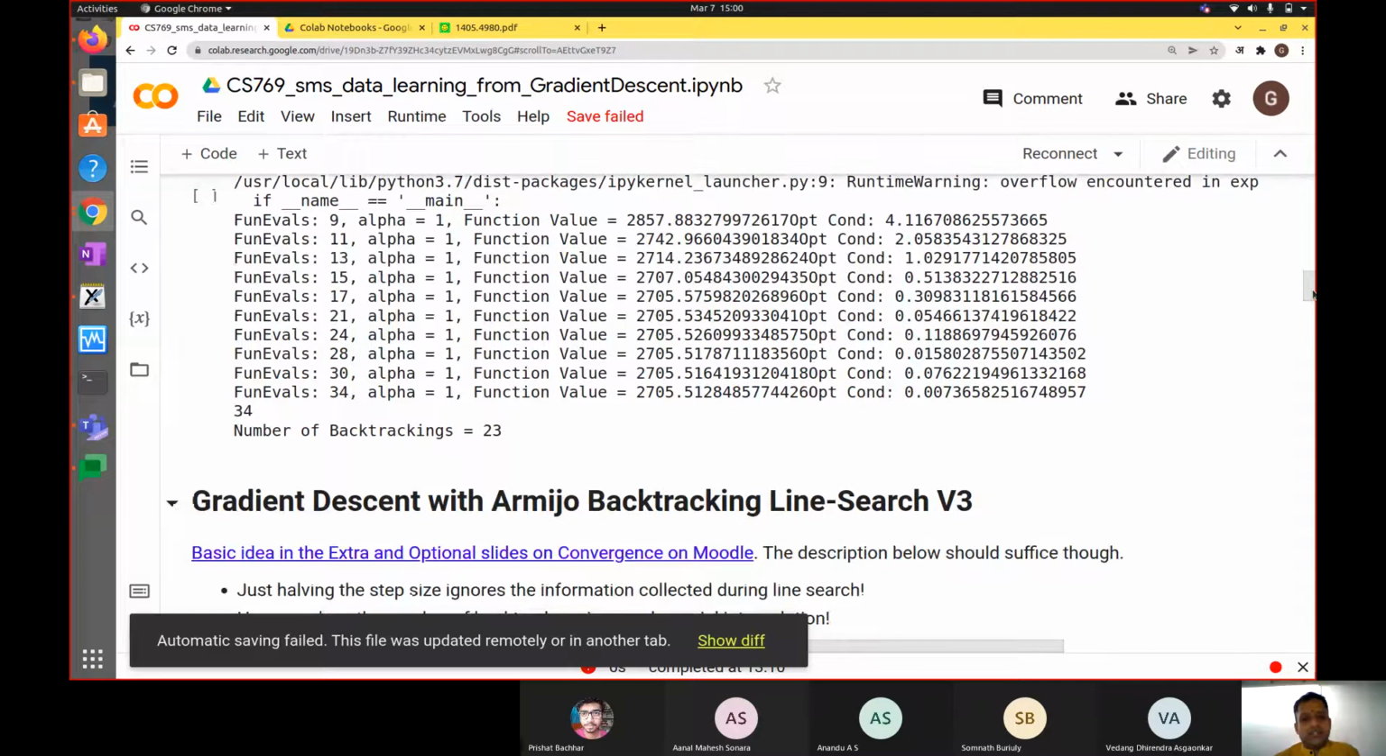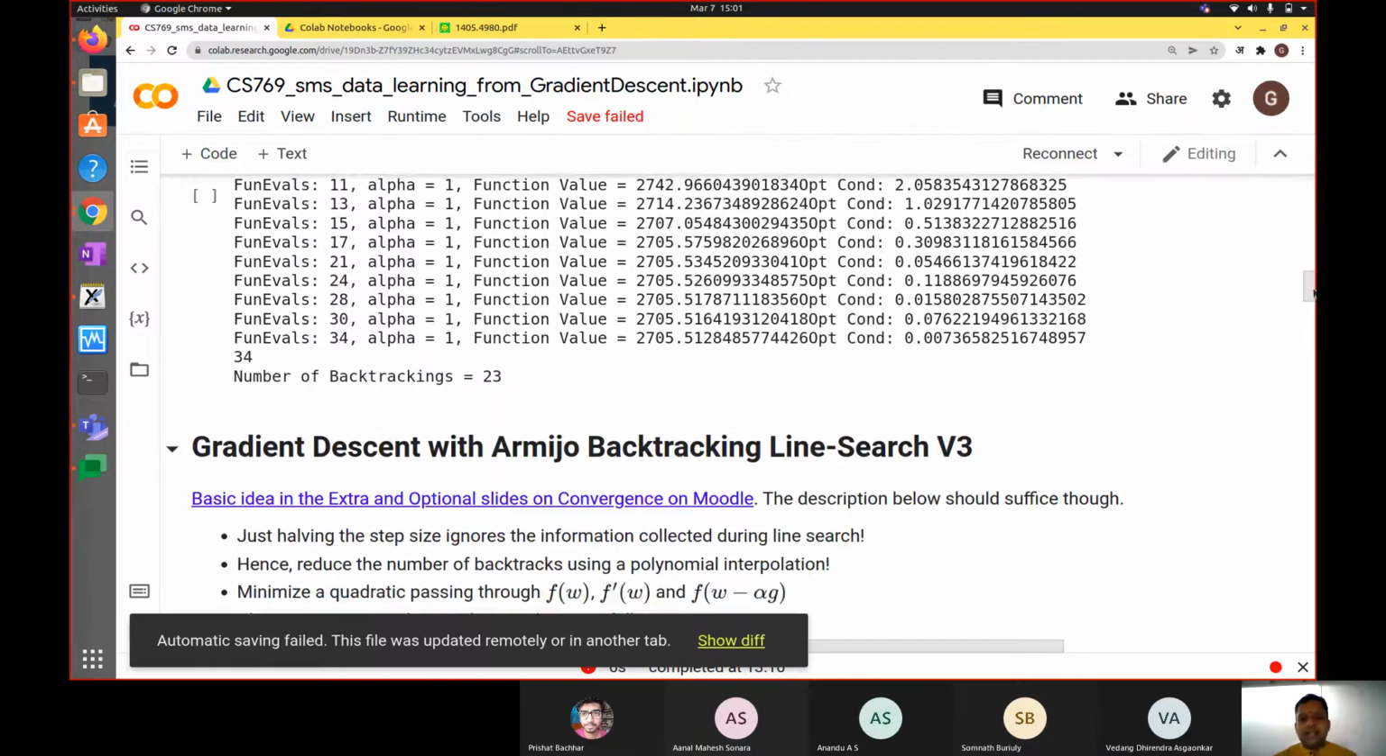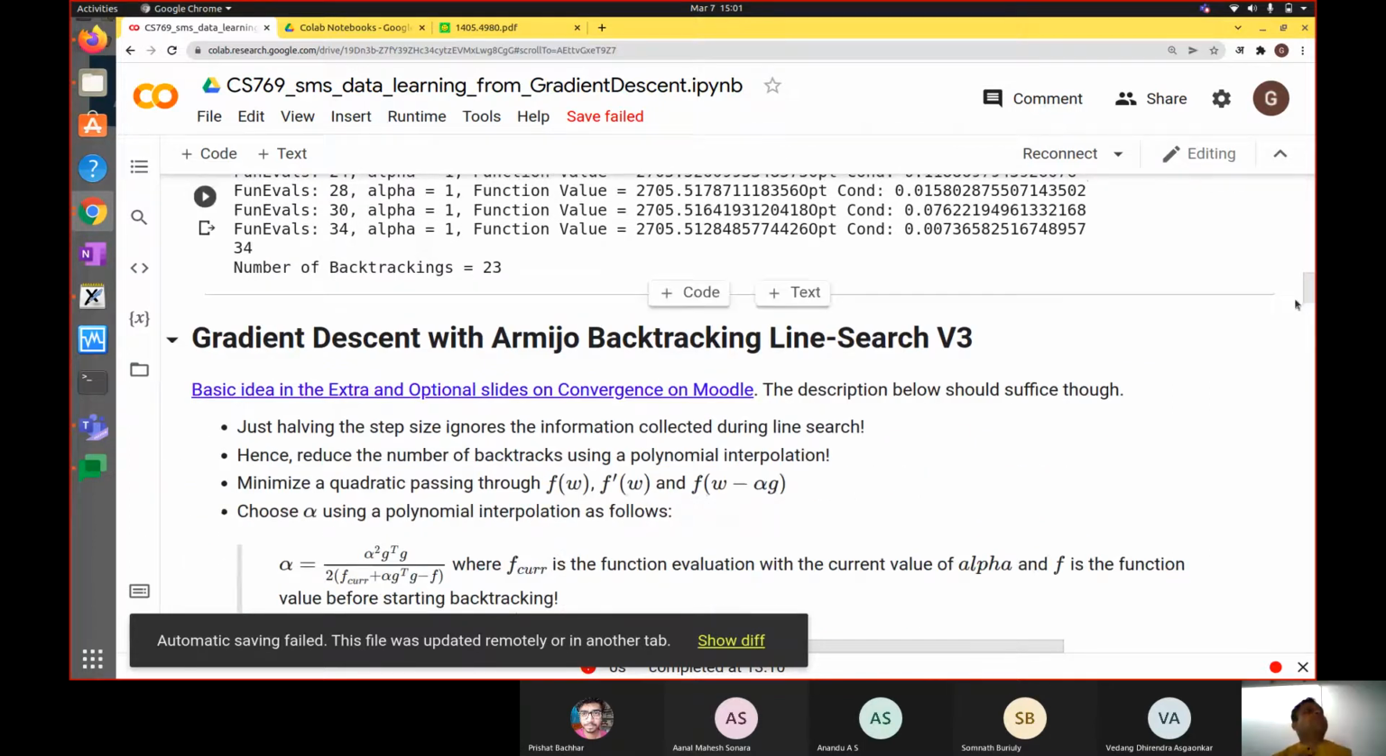Okay, so now let's look at version 3, which says, why should I backtrack so much? That's where interpolation comes. I don't want to start from the same large alpha every time. I don't want alpha to keep on shrinking. I'll interpolate the alpha. Okay, that's where you saw that magic coming even in the accelerated gradient descent.